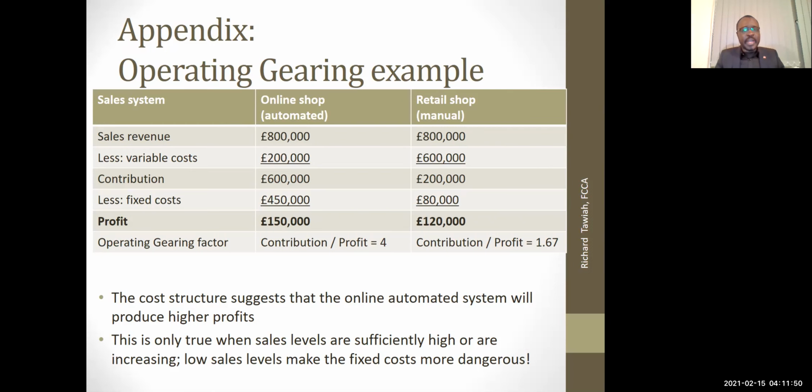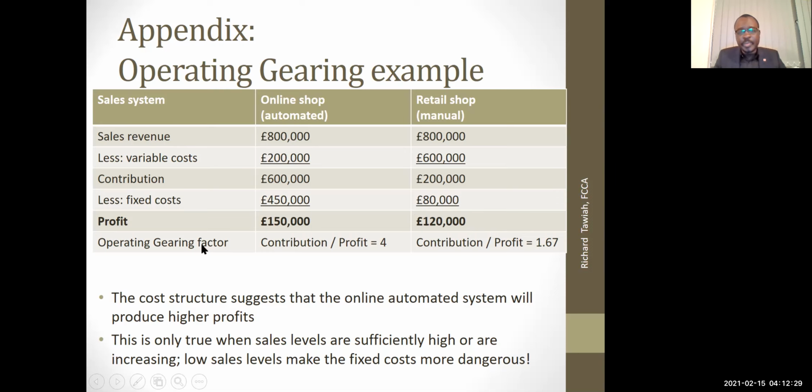Assume we have an online shop, which is automated, and a manual shop. Sales revenue is 800,000 both ways. Variable cost for the online is 200,000, whereas for the manual it is 600,000. Contribution will give us 600,000 for the automated or online, whereas that of the manual will be 200,000. Fixed cost for the online, unfortunately, is 450,000, and that of the manual shop is 80,000. So you end up getting a profit of 150,000 and 120,000 respectively for the online and the manual shop.